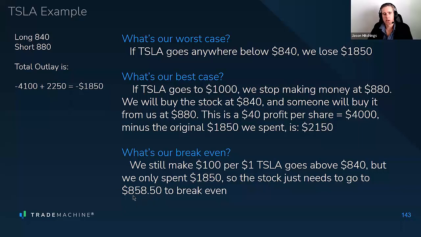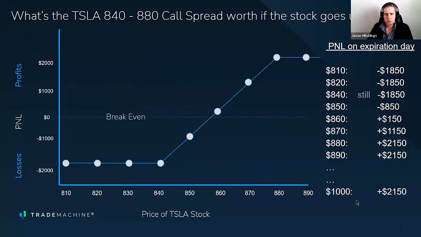So that's a total of $858.50 to break even, not factoring in commissions. So if we chart that out, that's what this looks like. Maximum loss, but the maximum loss is no longer 4,100. The maximum loss is now 1,850. So we have this maximum loss of 1,850.